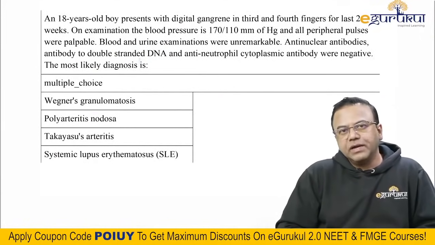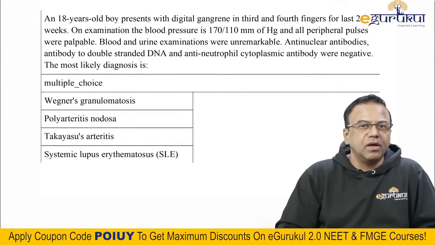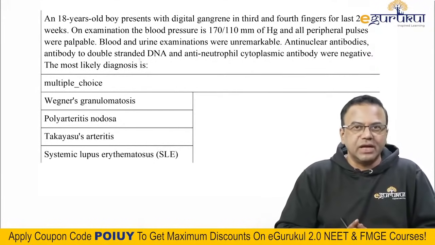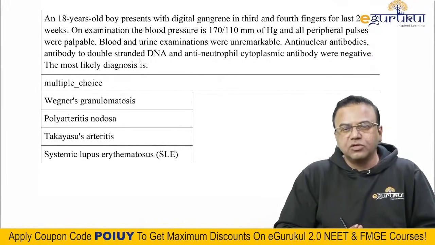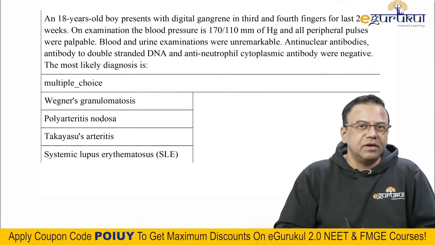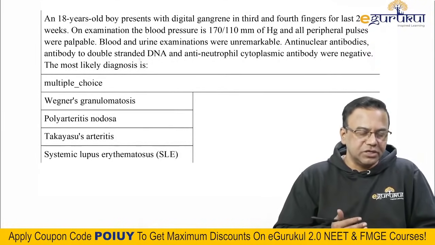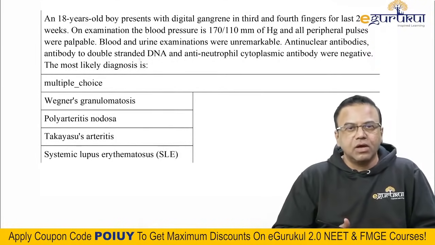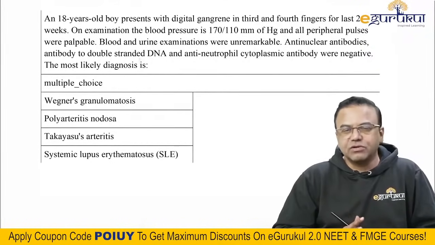Now moving towards the next question: an 18-year-old boy coming with digital gangrene. So we have a young boy who's coming with digital gangrene of the fourth finger for the last 2 weeks. BP is 170/100, which means the patient has hypertension. He's got digital gangrene and hypertension. Peripheral pulses are palpable. Looks like this is a vasculitis, right?